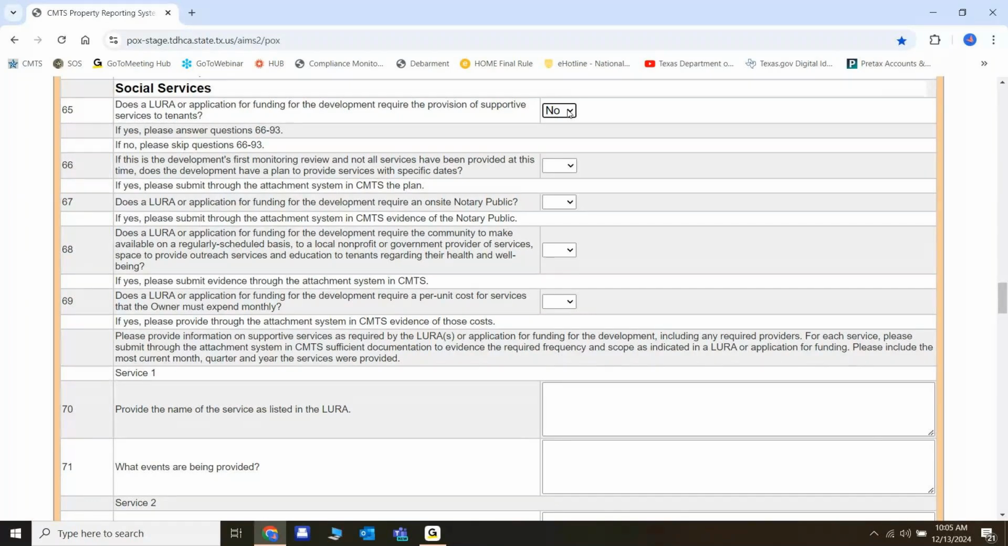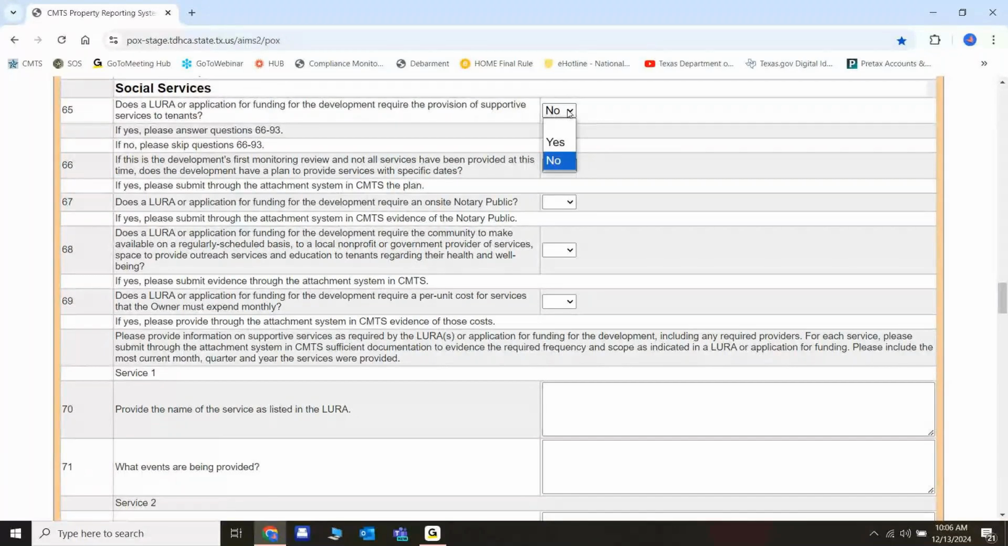Because even though it says, does your LURA or application require supportive service? If your LURA says that these services are through the compliance period and that period is over, this is a no, your LURA is not requiring you to do this anymore. So there are some people who have straight HOME that don't have this. Some of the new HOME LURAs do have a supportive service requirement, so pay attention to that. All bond has a supportive service requirement. There's NSP that might not have a supportive service requirement. So this is either a yes or no based on those kinds of things.